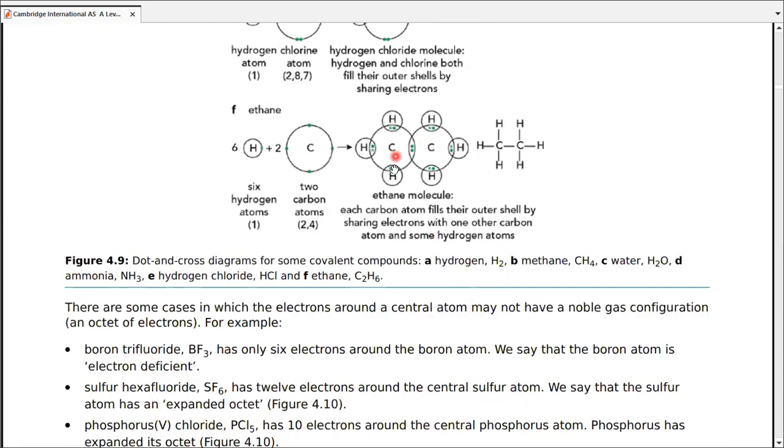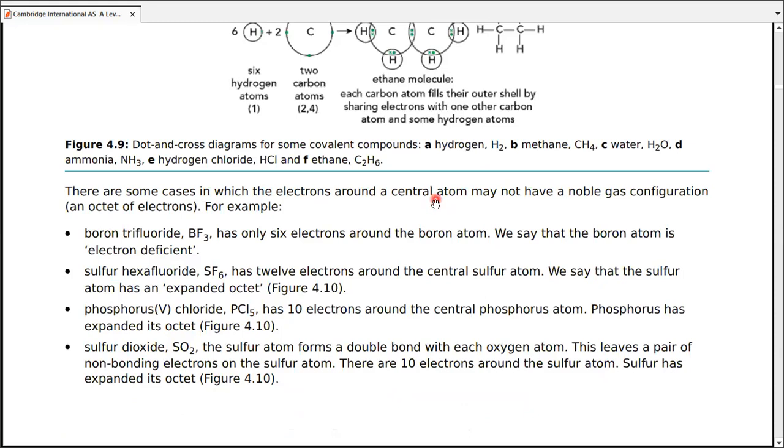Then we have ethane like this. There are some cases in which the electrons around the central atom may not have a noble gas configuration or an octet. All right. Now, there are 2 possible cases. We may not even be able to reach the octet. We may be deficient of electrons, or we may surpass the octet and have more than 8 electrons in the outermost shell. Let's consider both cases. Let's start with the former one first.